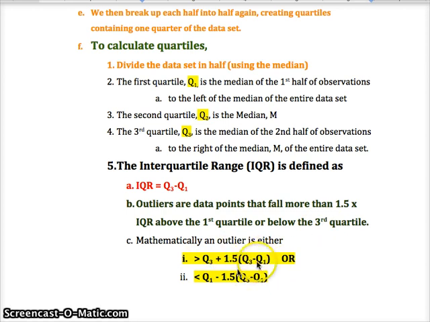So basically, we're saying, what's the IQR? If things are 1.5 times that over Q3 or 1.5 times that under Q1, they're an outlier. So I would find Q3 minus Q1, multiply by 1.5, add that to my third quartile. If the value is greater than that, then it's an outlier. For Q1, I do the same thing: Q1 minus 1.5 times the IQR. If the value is less than that, it's an outlier.